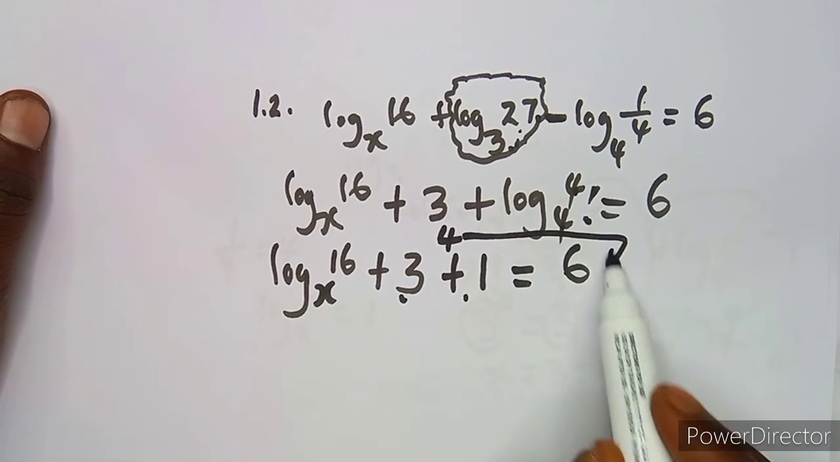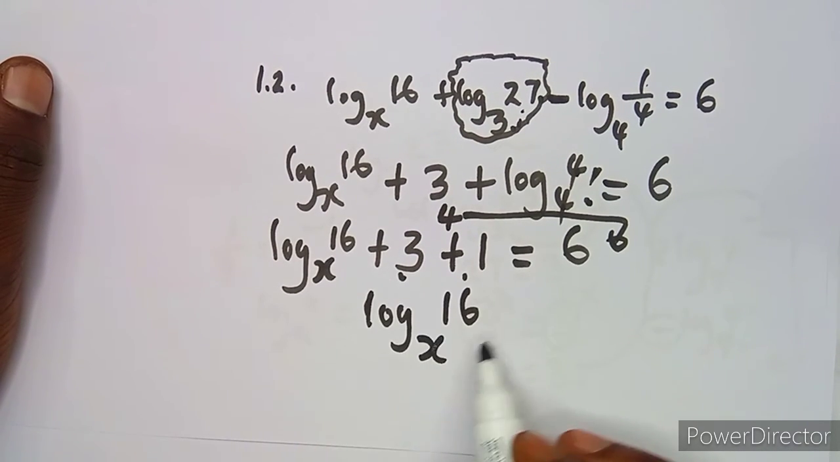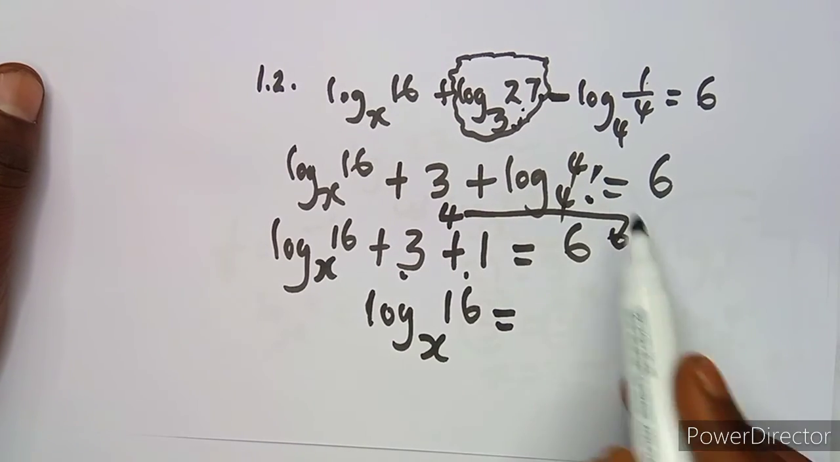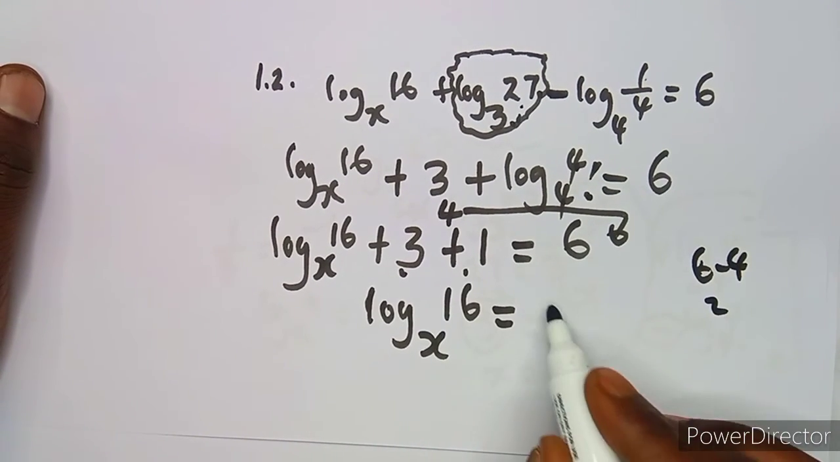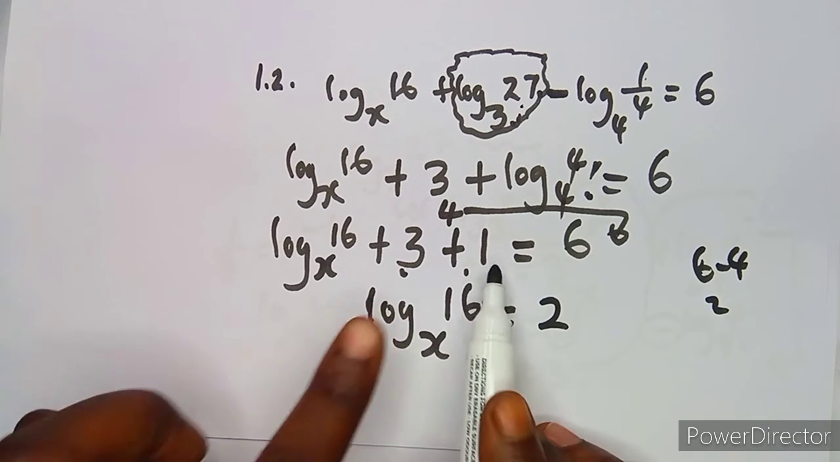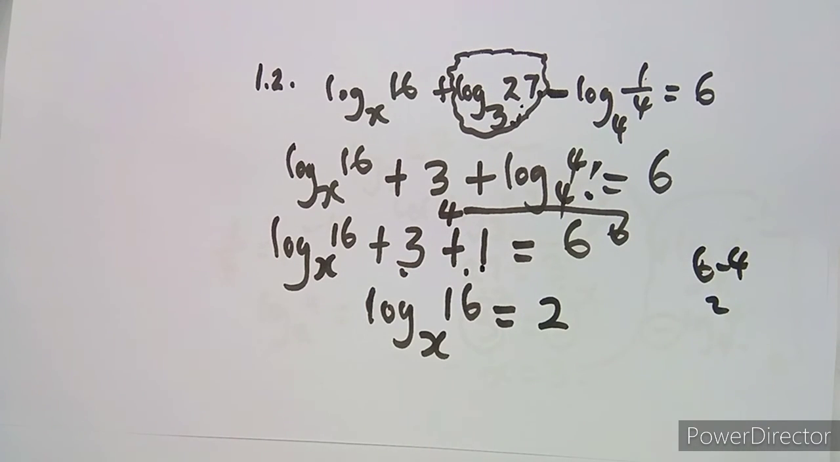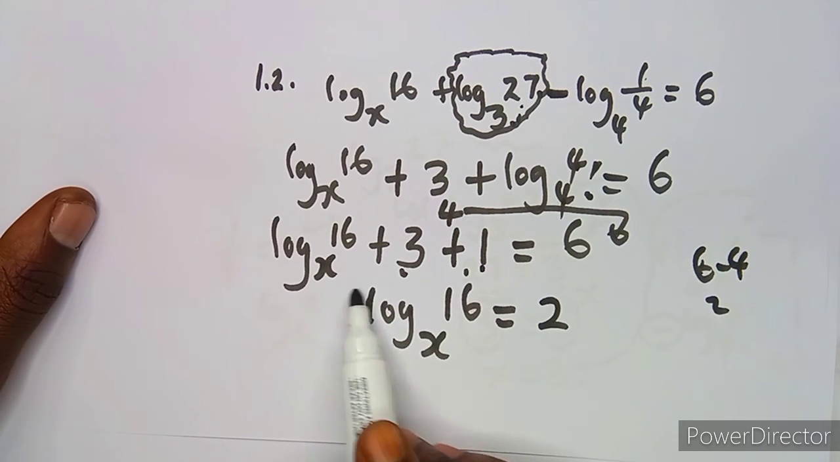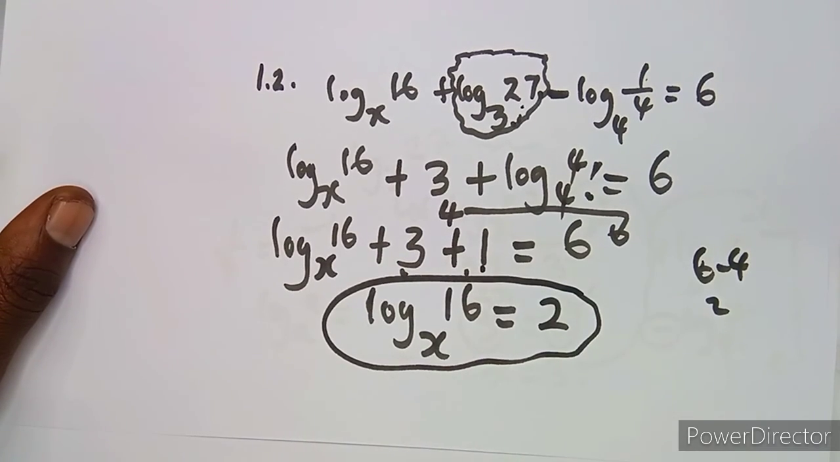Then you transpose it to this side. So we are left with log 16 base x, which is equal to 6 minus 4, which is 2. So you combine these two first, which is 3 plus 1, that's 4. Then you take that 4 to the other side, it's going to be a minus now. So now let's see how, because the question is to solve for x. From this part, this is what I'm left with. How can I solve for x?